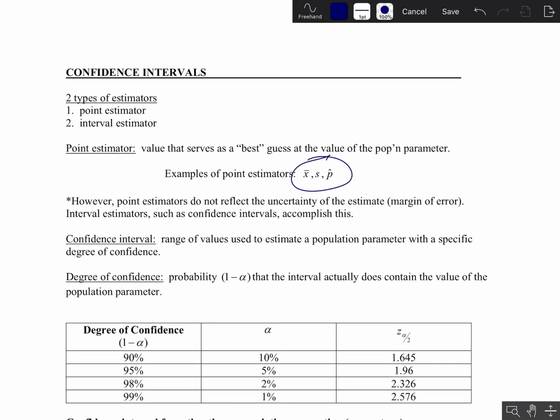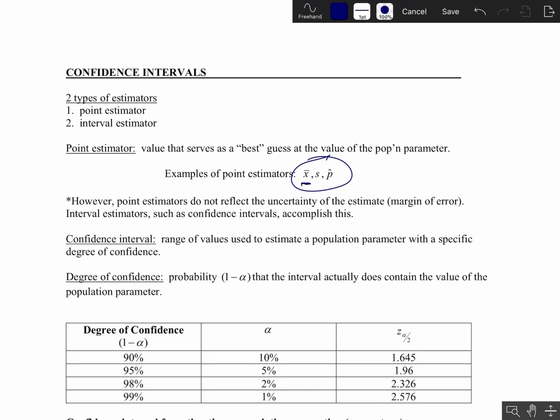So things like X bar or S, these are things that we can compute about a sample, and we can use that sample information to try to guess the value of a population's parameter. So we've been doing that recently with X bar. We've been taking some sample mean, and we've been trying to use it to estimate a population mean.